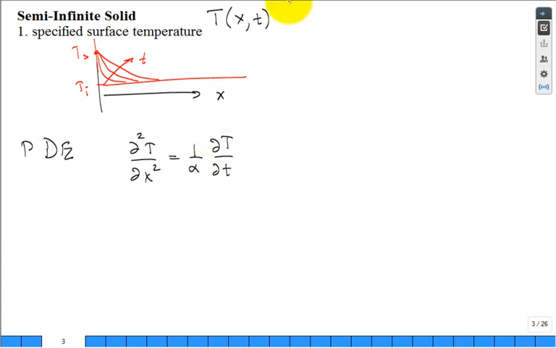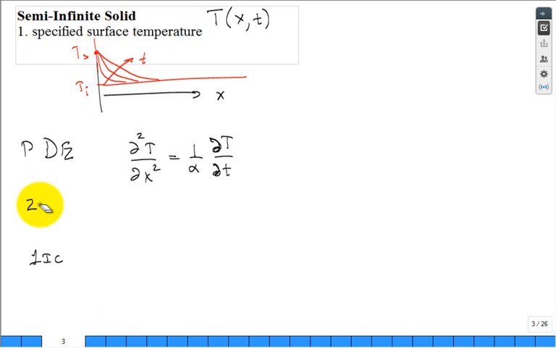Now I try to be careful. I'll get a little sloppy later, but this is the symbol for a partial derivative, meaning temperature is a function of more than just one independent variable. All right, so if I have two space derivatives, how many boundary conditions do I need? Two boundary conditions. If I have one time derivative, how many initial conditions do I need? One.